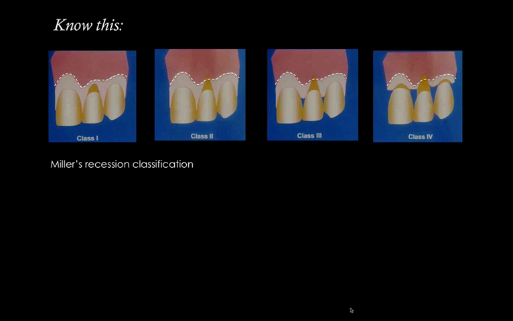And the question is why? Why did we get such high success with Class 1 and Class 2 and no success or very little success with Class 3 and 4? So this has to do with blood supply. The interproximal tissue is missing.